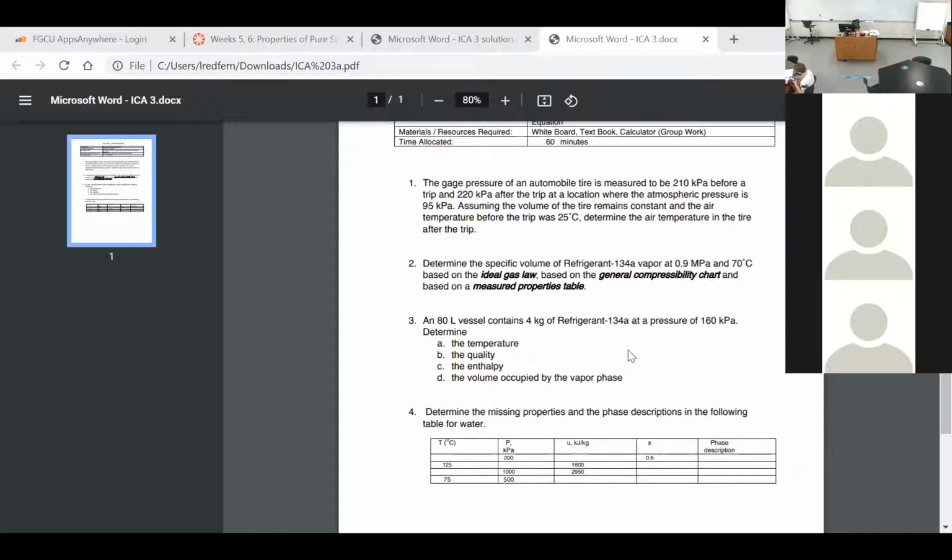Here's your generalized chart. All right, so here's your critical point table. You're going to use this page first and then the other. Okay. Any questions for everyone? Everyone still working on it?